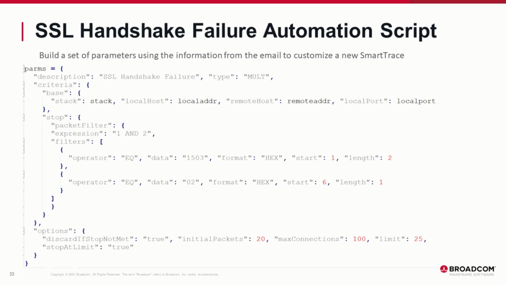Stop if a packet is encountered that meets both criteria, a hex 1503 in byte 1 and a hex 02 starting in byte 6. Finally, we've included some key value pairs to define our trace options. Discard the set of packets if the stop condition is not seen, limit ourselves to 100 trace connections, and limit each trace to no more than 25 packets.